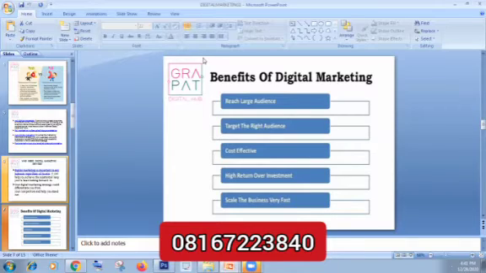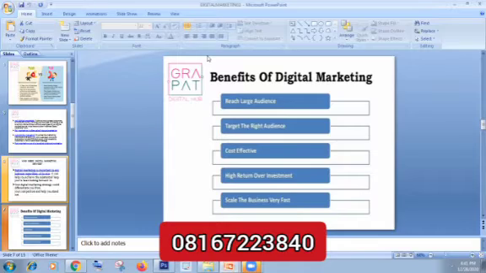For example, with social media, as we all know, everybody is on social media. So with digital marketing, you can reach a large audience. Within split seconds, you can reach so many people. You can get your brand in front of the faces of so many people within split seconds.